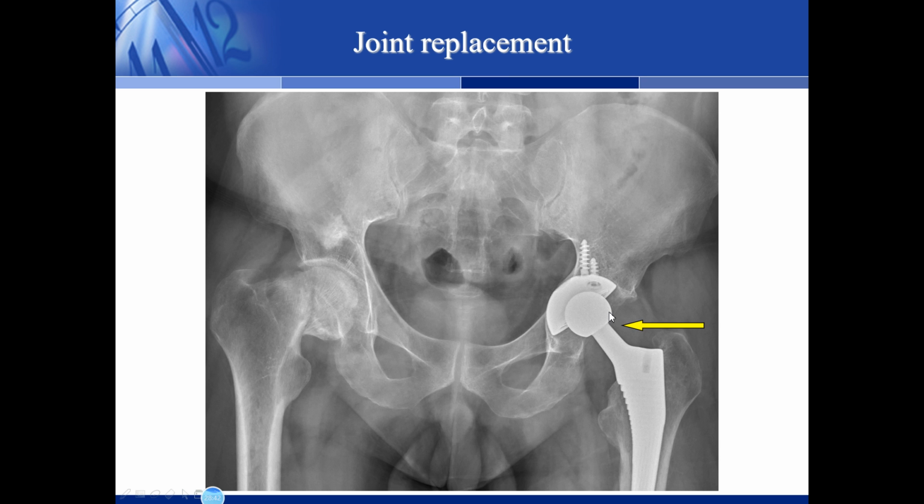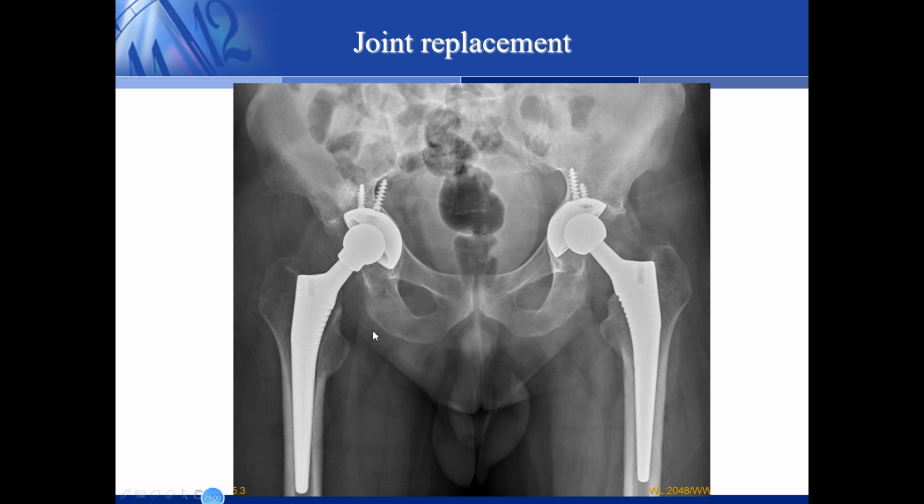And here is the after joint replacement. And we could also find that on the other side of the femur, there's a translucent line in it. So then it also underwent joint replacement. So this is the fracture of the neck of the femur.